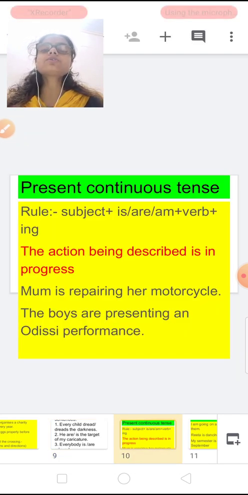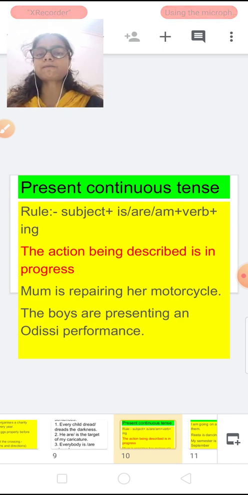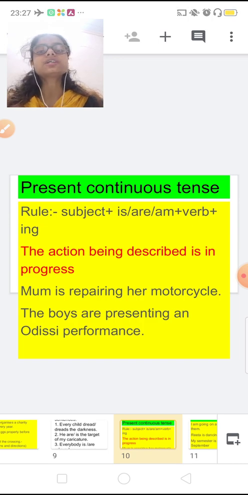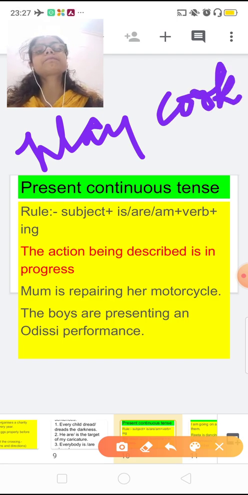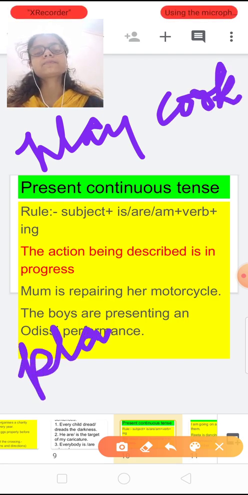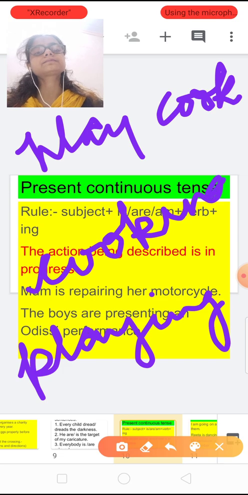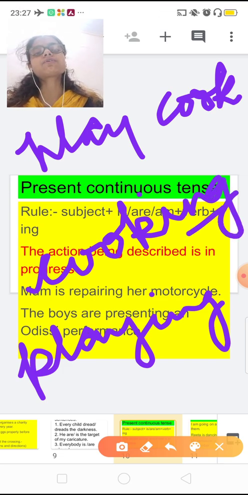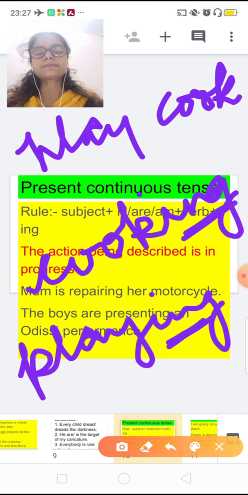So here the second topic of your book exercise is present continuous tense. Now what is the rule of the present continuous tense? Here we are using subject plus is, am, are plus verb ing form. Okay, means with the verb ing. As I told you, what is a verb? Like play, cook. So here it is compulsory to use the ing form, like playing, like cooking. These are the ing forms, means at the end you have to put ing. It's compulsory in the continuous tense.